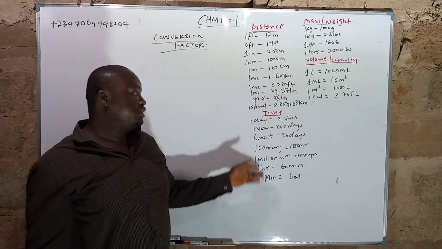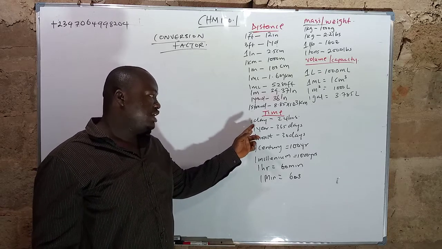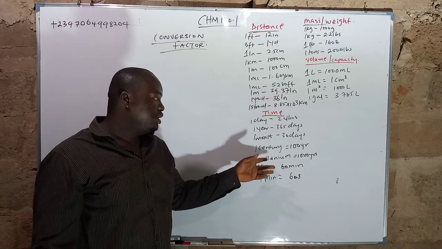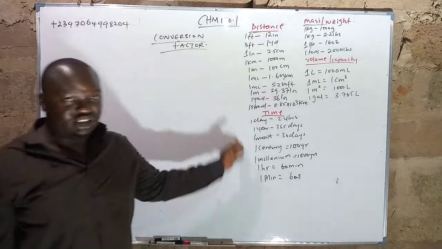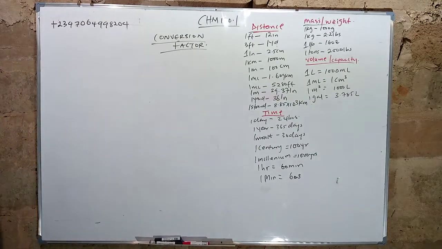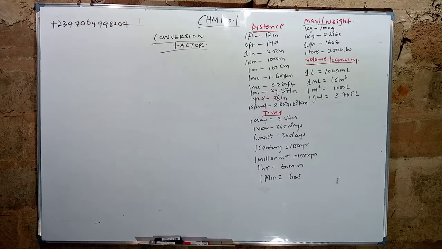I did not write this down because I know that most people know this: 1 day, 1 year, 1 month, 1 century is 100 years, 1 millennium, and so this is easy. But these are the ones I needed to take time to explain. Now, of course, I don't like wasting time, so let me go to the main thing. And under this conversion factor, we'll do a lot of important things here.